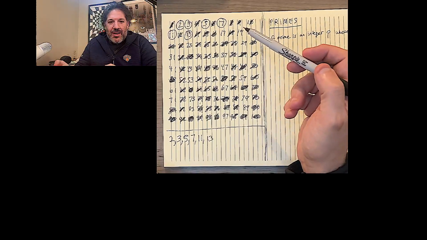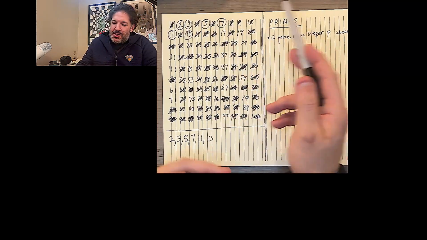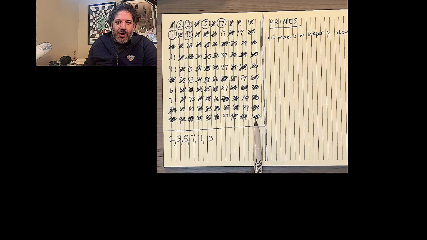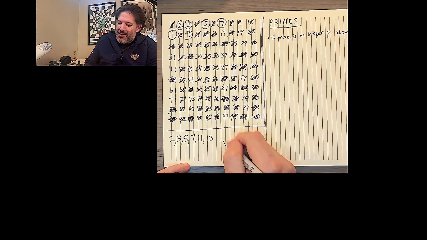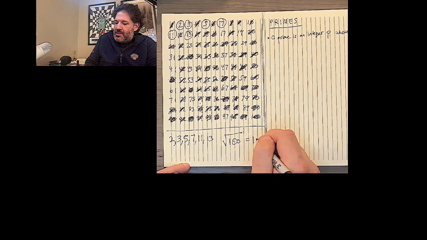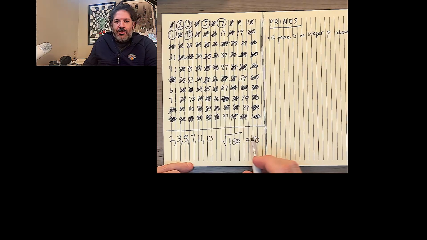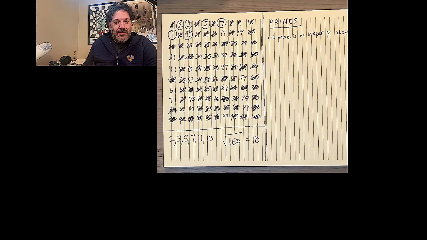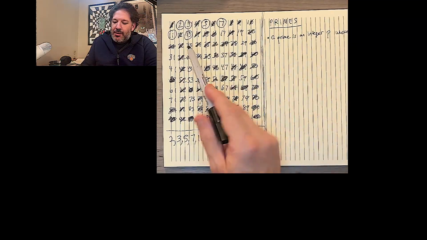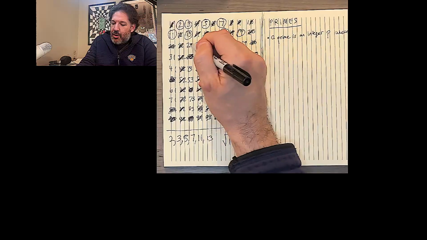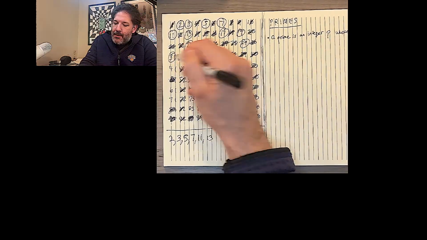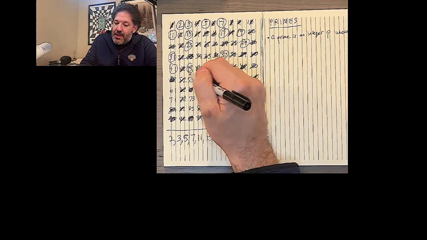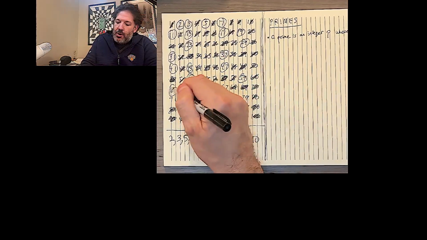In fact, the trick is once you've crossed off the multiples up to the square root of your highest number, and the square root of 100 is 10, once you've done that for 10, you're done. Isn't that cool? So now I know that the remaining numbers here are all prime. How cool is that? Prove me wrong.